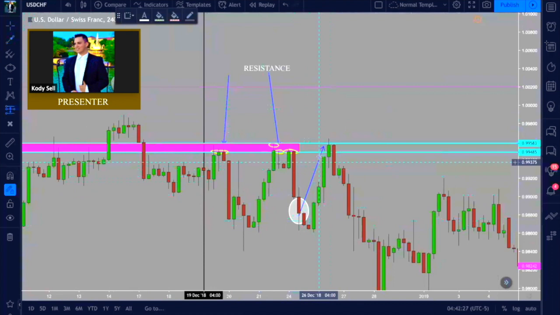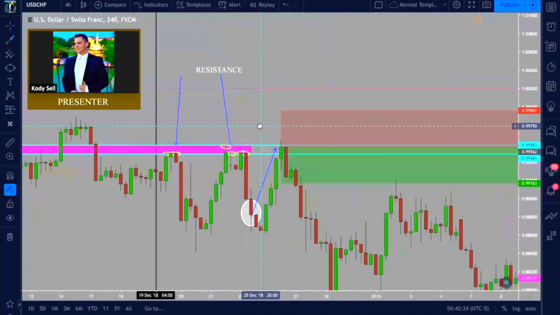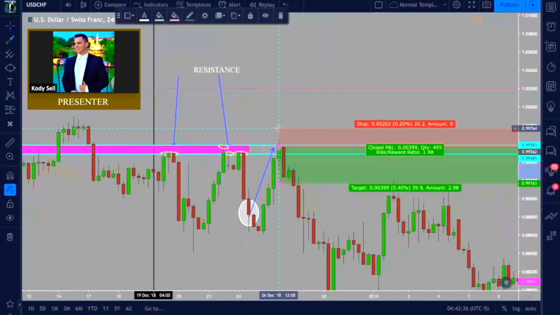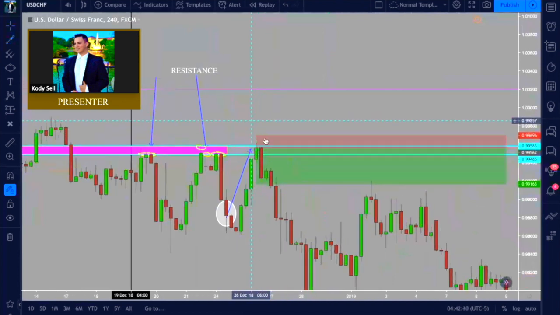And so what does price do? Price comes back up into our resistance. And what are we going to do? We're going to initiate a sell trade. Okay. This candle specifically was in our resistance. We're going to take a sell. Stop loss is on the other side of this level. Again, don't put it right here. Okay. Right above the level.